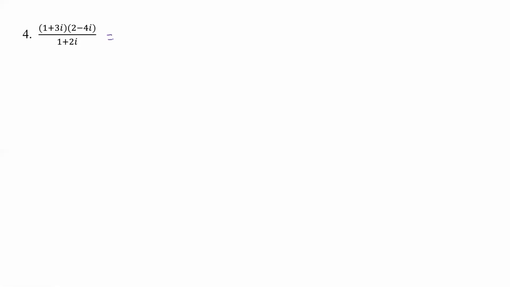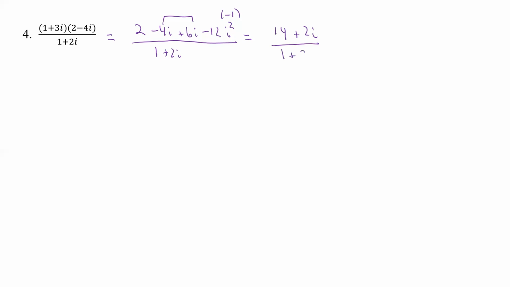So doing that, I'll take first times first. So it gives me 2. First times last, that's going to be minus 4i. Inner is 3i times 2, that's going to be plus 6i. And that's going to be 3 times -4, so that's going to be -12, and then i squared. And we're still going to say it's over 1 plus 2i. Okay. Now I can combine those terms. I know that i squared is a -1. So I have 2, and then I have a negative 12 times a negative 1, so that's going to be plus 12. So 2 plus 12 is 14. 6 minus 4 is 2i. And that's all over 1 plus 2i.